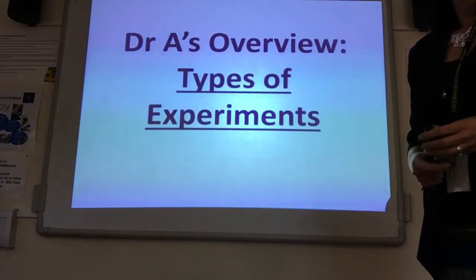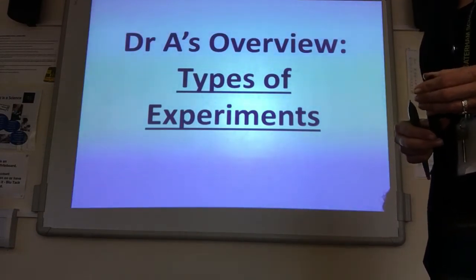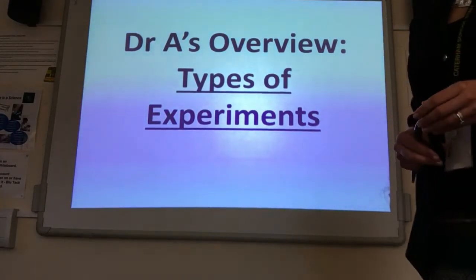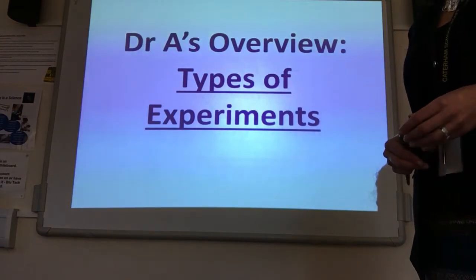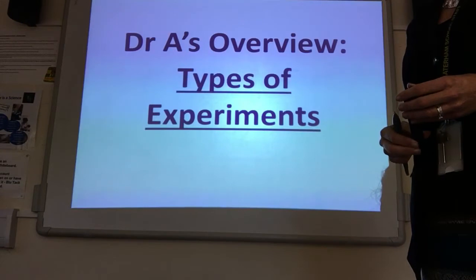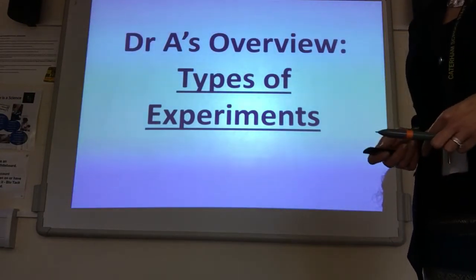Okay, so this is a brief summary session on types of experiments. There are 4 types of experiments that you need to know and be able to define and evaluate. This is a lab experiment, a field experiment, a natural experiment, and a quasi experiment. And today we're going to talk briefly about each of these.